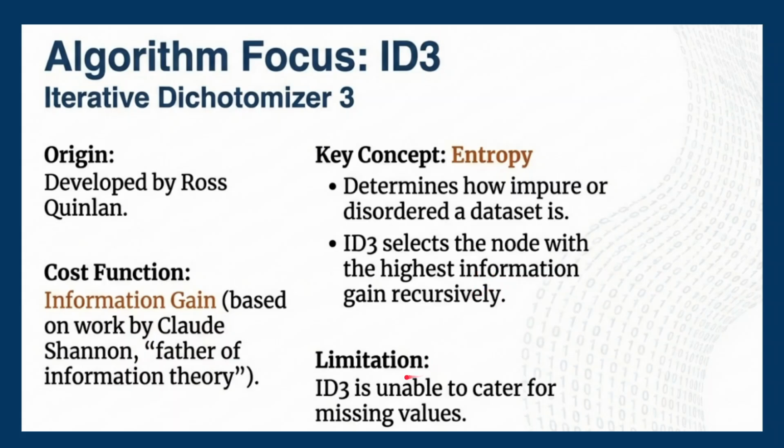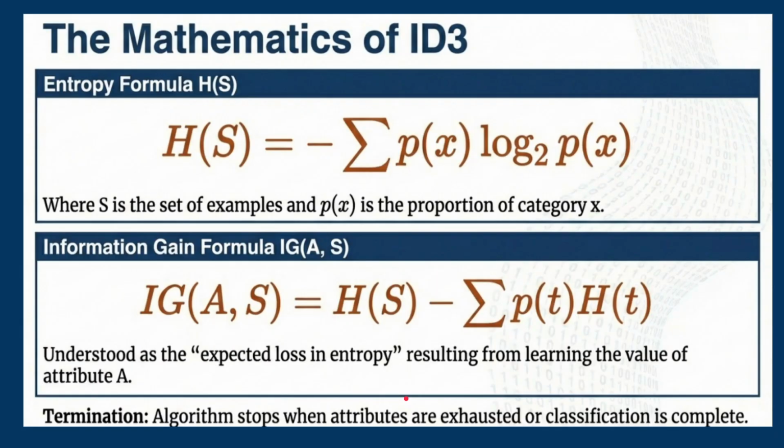Okay, so the limitation is that ID3 is unable to cater for missing values. We have the concept of missing values in the total predictions, so ID3 cannot handle missing values. That is the drawback of this algorithm. So that means we always have two or three algorithms, and the mathematics behind ID3 is that it uses the entropy formula.